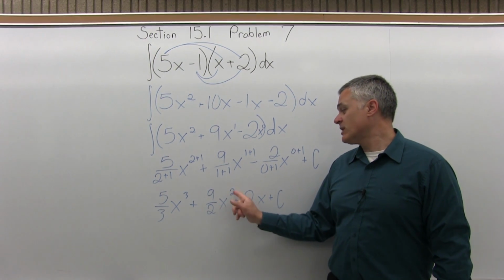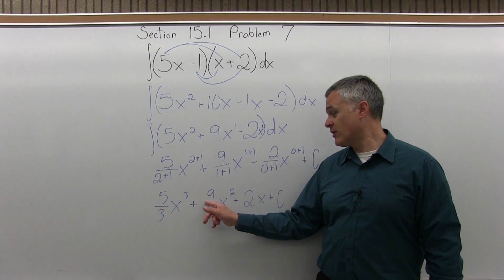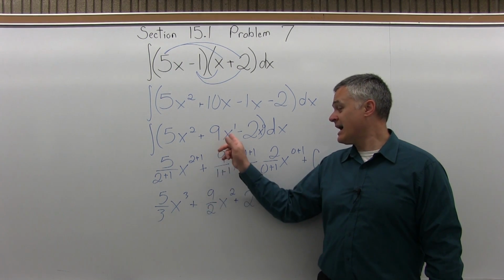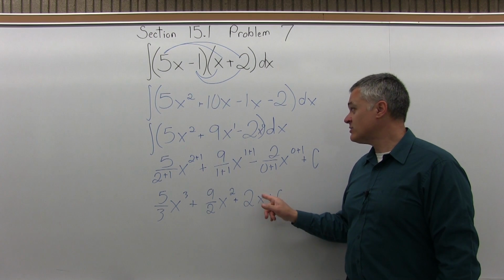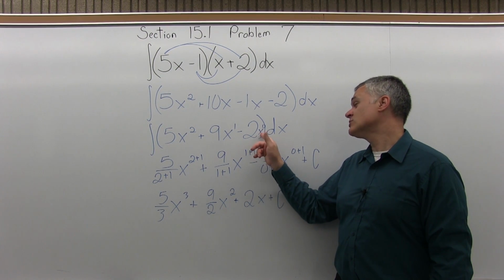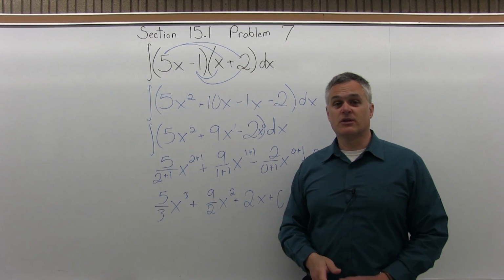The 9/2 x squared, if you take the derivative, the exponent of 2 comes down times the number in front, 9 over 2, the 2's cancel. 9x, one less power, 9x to the first. The 2x, when you take the derivative, would be just 2, which could be written 2x to the 0. The constant would go away when you take the derivative.